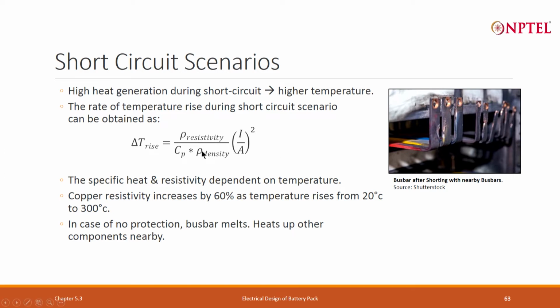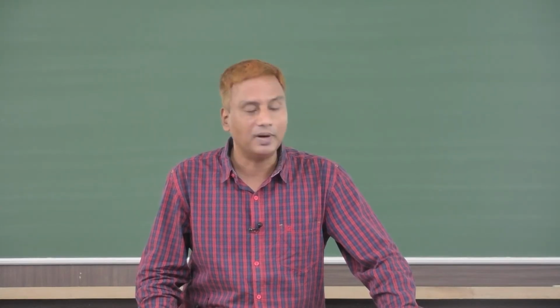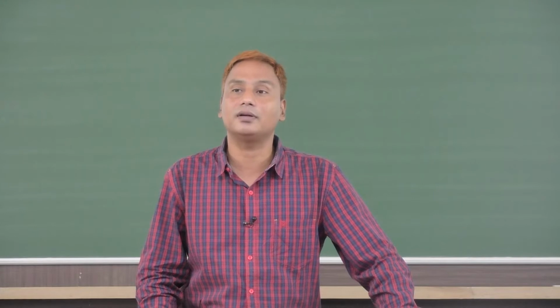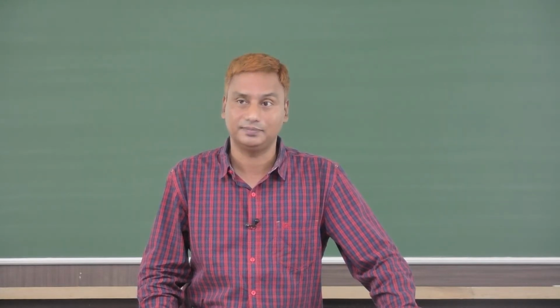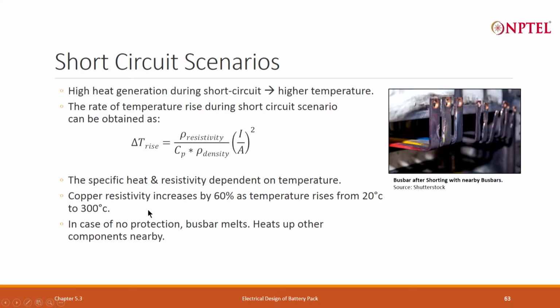Now, somehow you can consider the specific heat as independent of temperature. However, it is also dependent on temperature, but resistivity is highly dependent upon temperature. Your temperature keeps on rising, your resistivity will keep on rising. For example, copper resistivity increases by 60% as temperature rises from 20 degrees centigrade to 300 degrees centigrade. So, your resistivity is increasing continuously as temperature is rising. So, it is creating more and more heat until it finally melts.